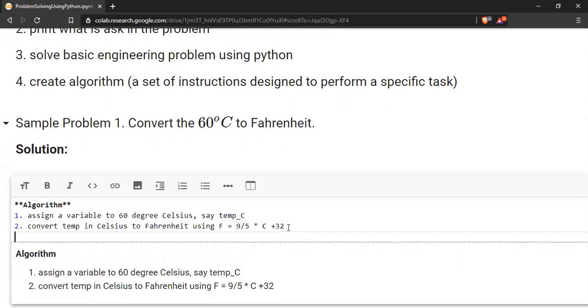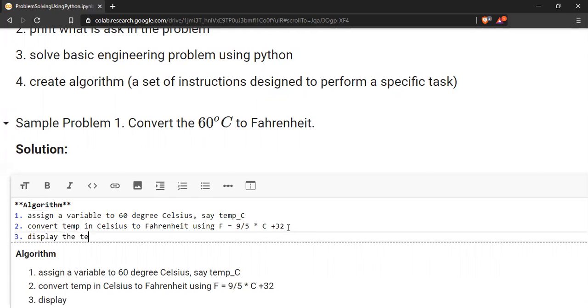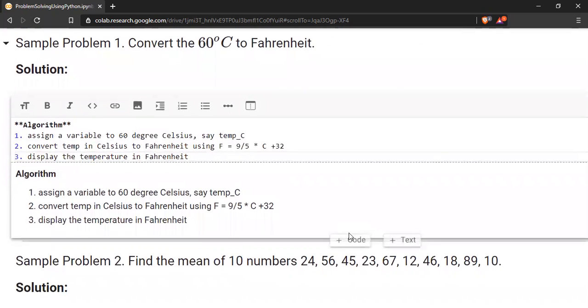Now number three. After converting to Fahrenheit, we are going to display the temperature in degree Fahrenheit. So our next step is to display the temperature in Fahrenheit. This is how you create your algorithm. Take note, an algorithm is a step-by-step instruction. Okay, this is the output. That's my algorithm.